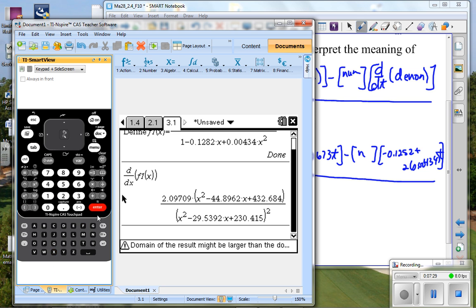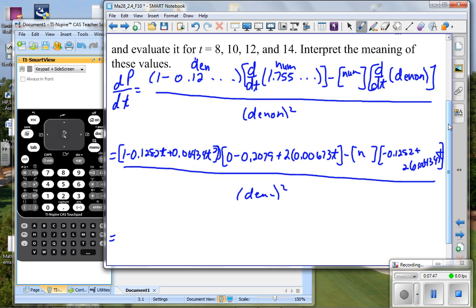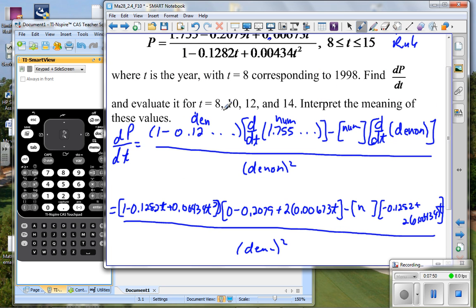And press Enter. So there is our derivative. Now, if we did it out by hand, we should still get the very same thing. If you did it by hand, you can check your work against this to make sure that it is correct. Now let's go back to this. It says evaluated for t equaling 8, 10, 12, and 14.